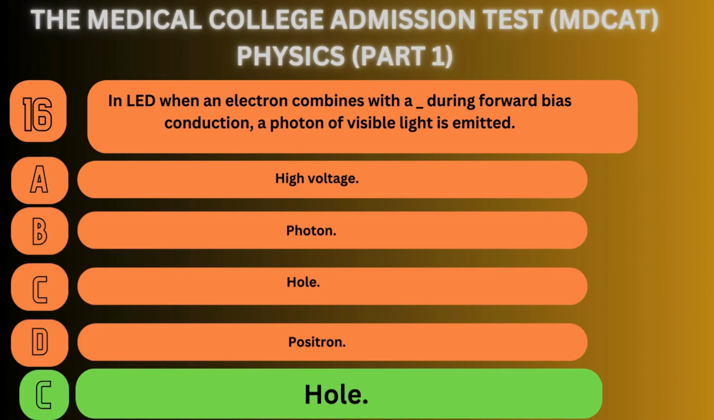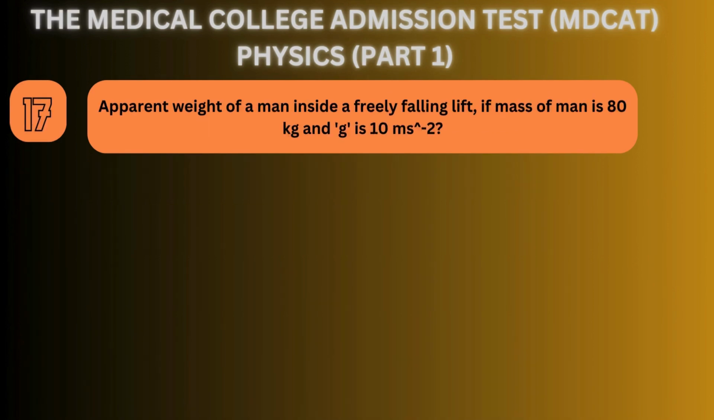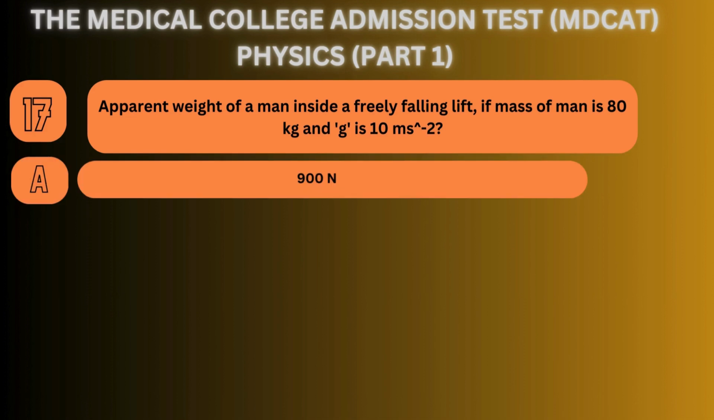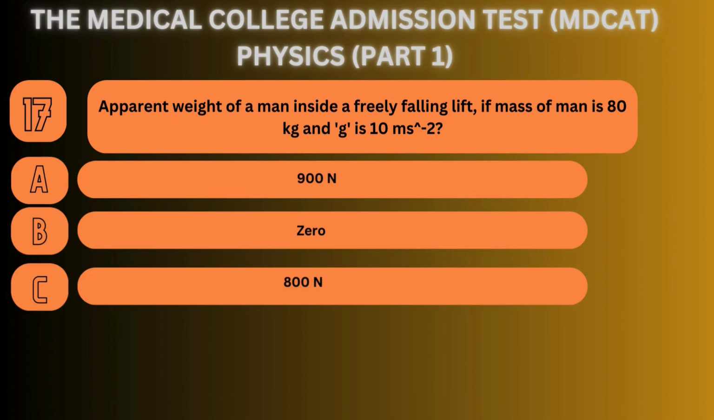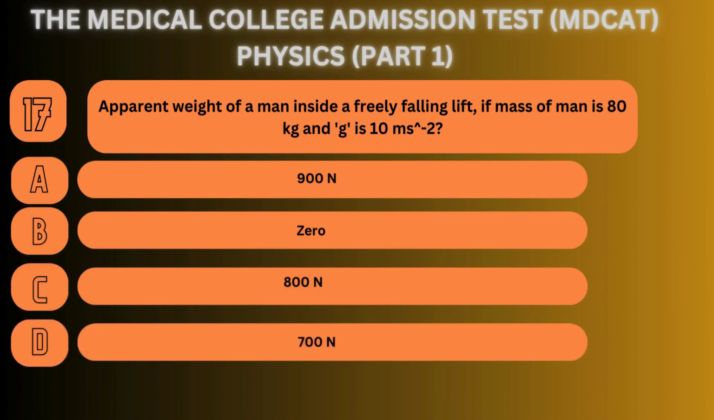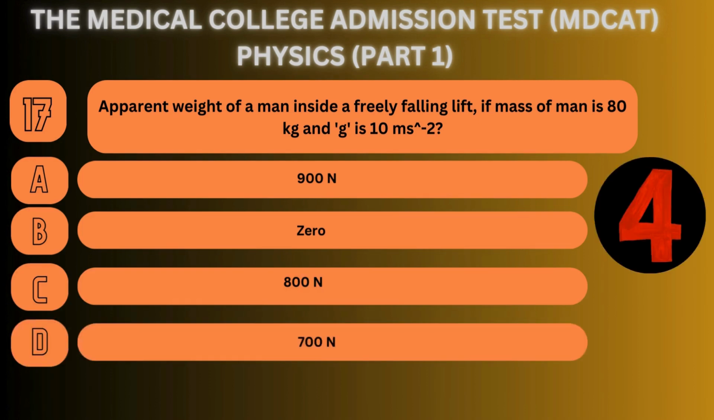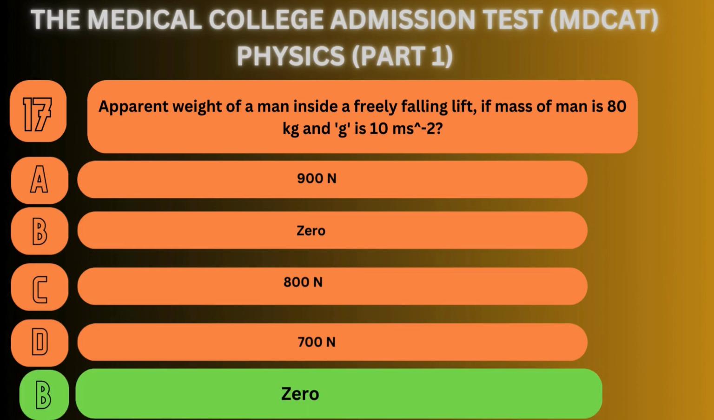Question number 17. Apparent weight of a man inside a freely falling lift, if mass of man is 80 kilograms and g is 10 ms^-2. Option A, 900 N. Option B, 0. Option C, 800 N. Option D, 700 N. 5, 4, 3, 2, 1. Correct answer is B, 0.